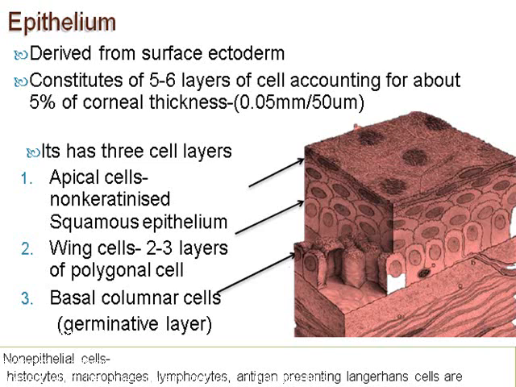The epithelium is arranged in different layers. The basal layer is columnar in shape. The intermediate layer is polygonal in shape, and the apical layer is squamous epithelium. And this squamous epithelium is non-keratinized.